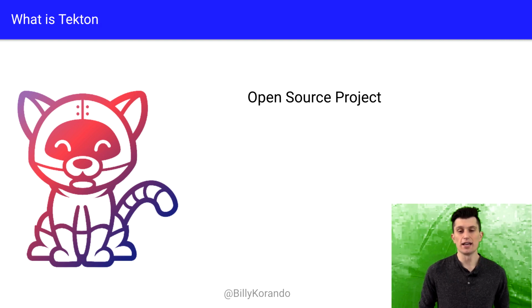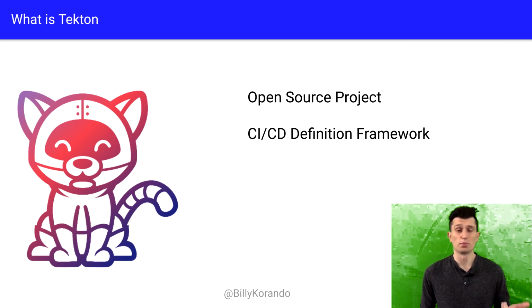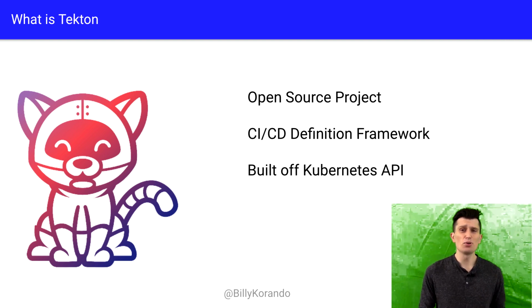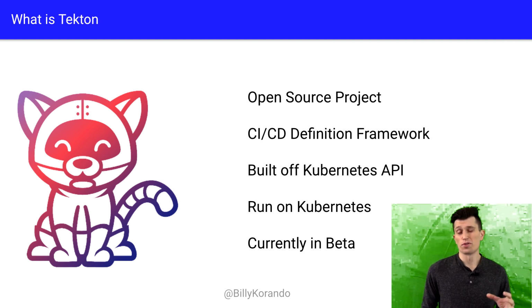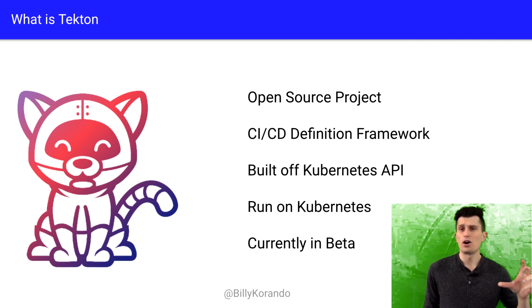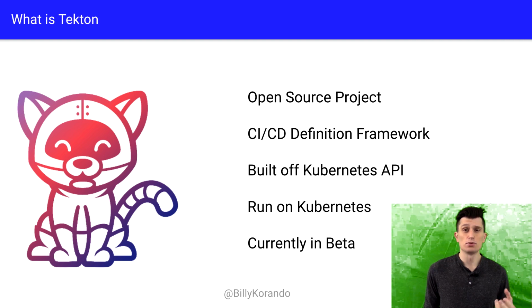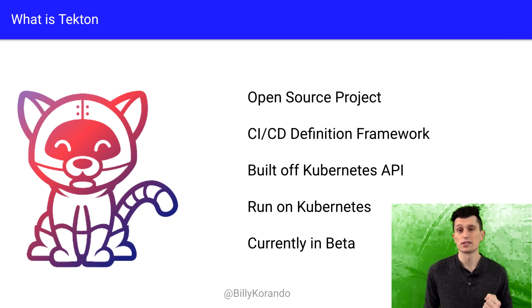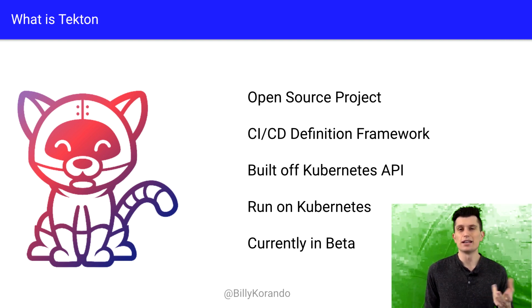Well, Tekton is an open source project, and it's a CI/CD definition framework. So continuous integration, continuous delivery, continuous deployment definition framework. And it's built off of the Kubernetes API, and as a consequence, it can actually then also run on Kubernetes clusters. And it's currently in beta for the core project, though there are also other sub-projects that are in alpha, but we'll get to that a little bit later, and I'll note which projects are in alpha versus which are in beta. However, the beta stuff should be pretty stable, so at least the Tekton resources that I will be showing that are in beta, a lot of that should translate well when it goes GA. Alpha, there could be more of a risk of some things changing, but again, it should be relatively stable.